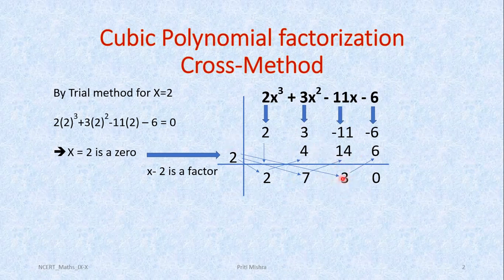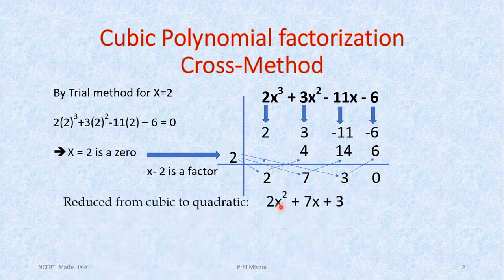Again, in the same way, this 3 will be diagonally multiplied with this 2. Then 3 into 2 is equal to 6. This 6 will be written below this minus 6. Now you can see minus 6 plus 6 will be 0 here. So you will always get 0 at the fourth place, because now we are able to get its reduced form. It means we now have the cubic polynomial reduced to the quadratic polynomial 2x square plus 7x plus 3.